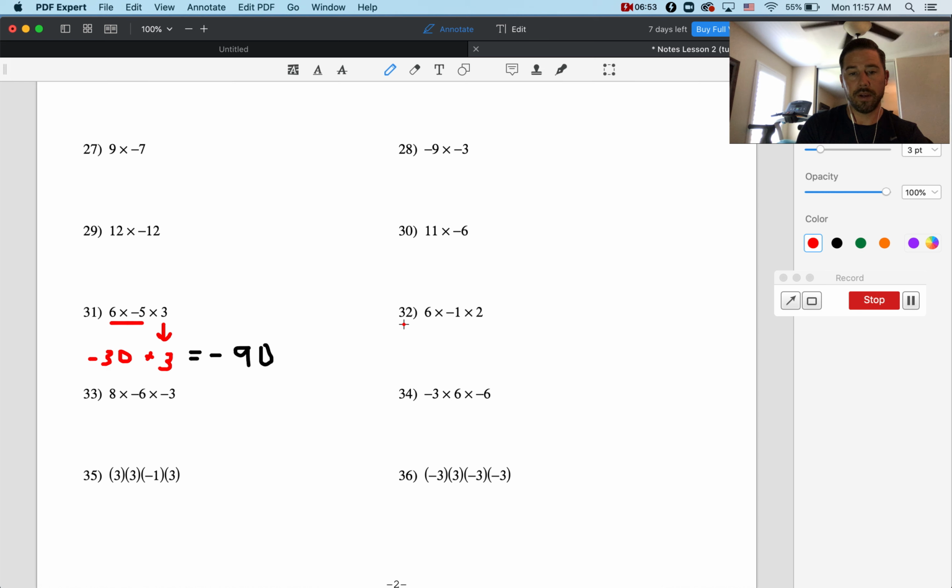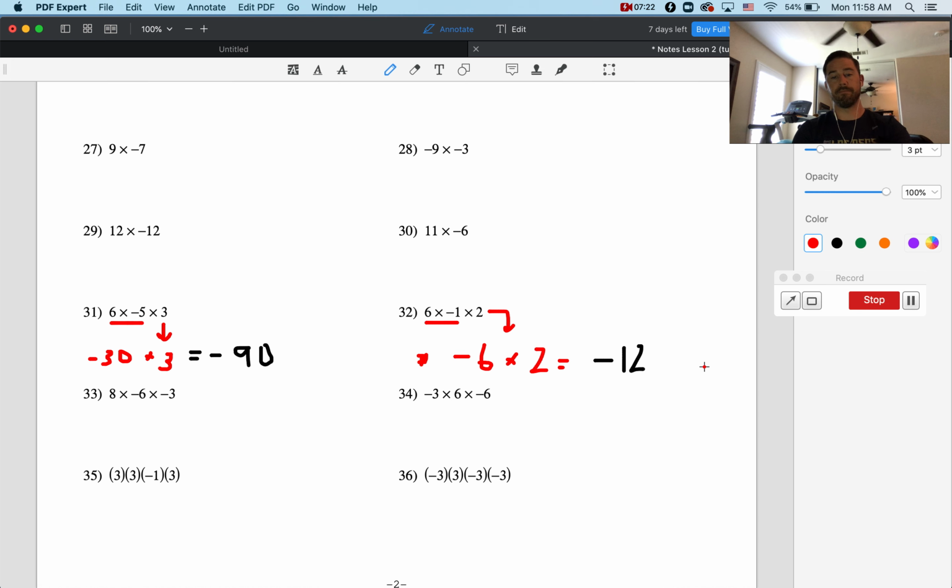Okay, let's come over here for number 32. Okay, we're going to chunk this out. Same sign or different? Different sign, so our answer is going to be negative. 6 times 1 is 6. That was supposed to be a negative there. And then we drop this guy down. Times 2. Same sign or different? Different sign. So our answer is going to be what? Negative, right? What's 6 times 2? 12. Boom. I love it.